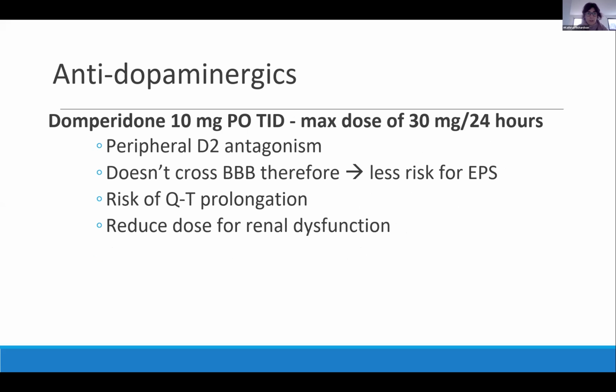If you have domperidone, it's in the same family as metoclopramide. This is only an oral medication. It's not widely available. Some of you may have access to it. The dose is 10 milligrams every 8 hours, and it has a similar mechanism of action. The difference is it doesn't cross the blood-brain barrier like metoclopramide, so you don't get the extrapyramidal side effects that you get with some patients with metoclopramide. Similarly, for patients with renal dysfunction, we reduce the dose.